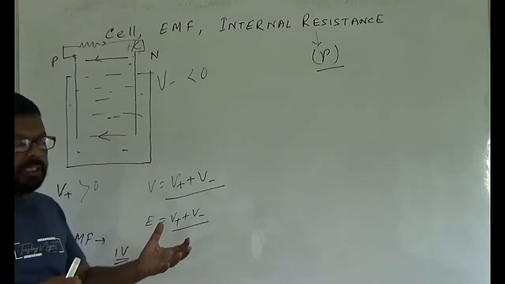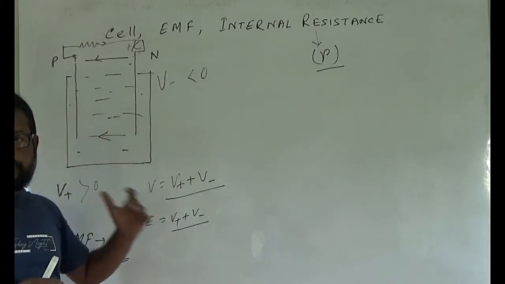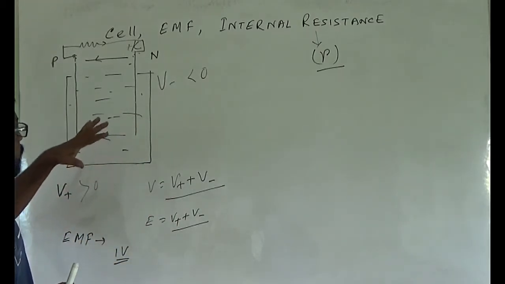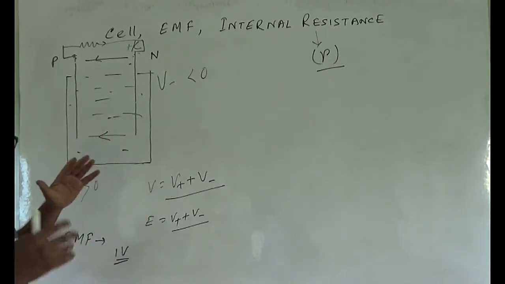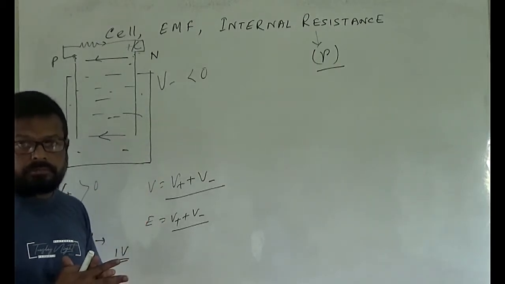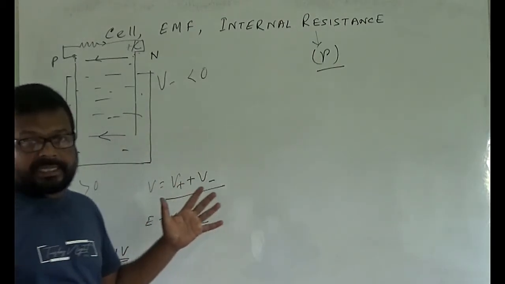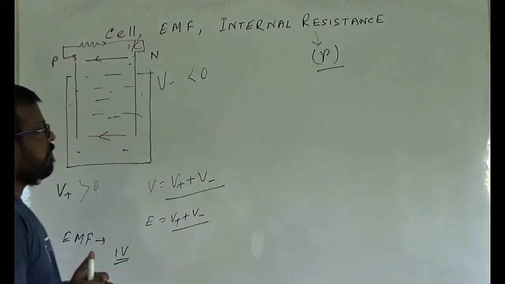It depends upon the nature of the electrolyte, the nature of the electrodes, and the portion of the electrode immersed in the electrolyte. And also it depends upon the separation between the two electrodes. If separation between the two electrodes increases, then internal resistance of the cell increases.